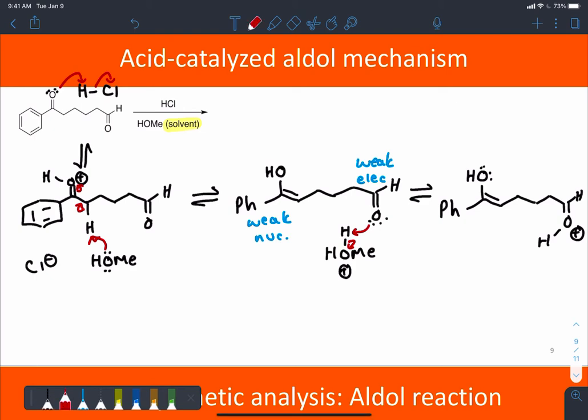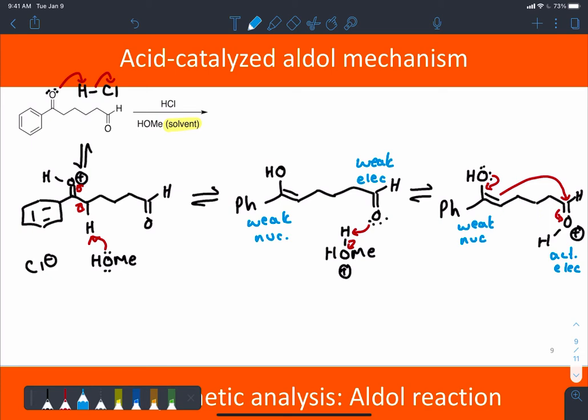And so now we have still a weak nucleophile, but now we do have an activated electrophile. So we can have that cyclization reaction when those two sites collide, and so it'll be the alpha carbon.